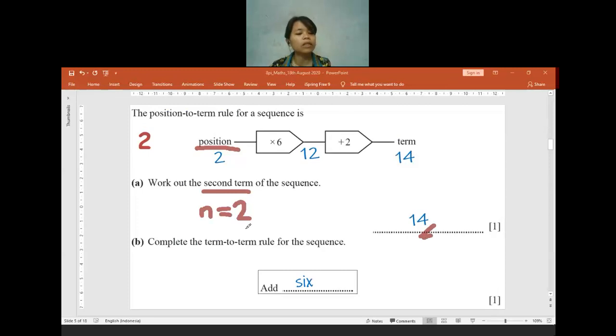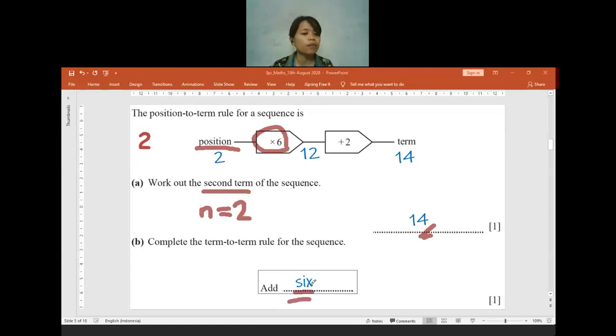For question B, we have to find the term-to-term rule. Remember, the position number we always multiply with the term-to-term rule given. Because the position number is multiplied by 6, it means the term-to-term rule will be 6.